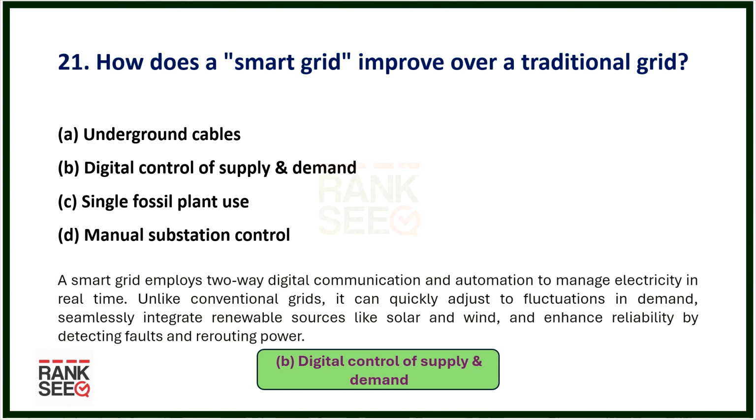Explanation. A smart grid employs two-way digital communication and automation to manage electricity in real time. Unlike conventional grids, it can quickly adjust to fluctuations in demand, seamlessly integrate renewable sources like solar and wind, and enhance reliability by detecting faults and rerouting power. This makes the grid more efficient, resilient, and eco-friendly while reducing blackouts and supporting modern energy needs.